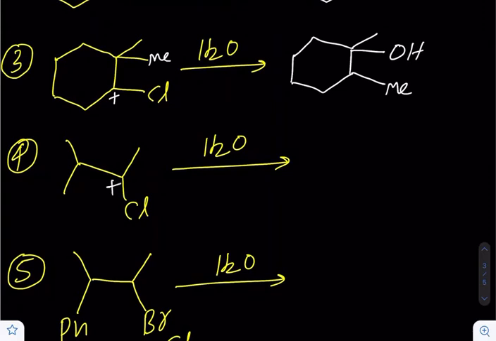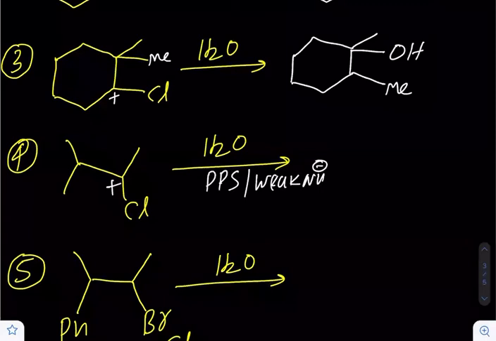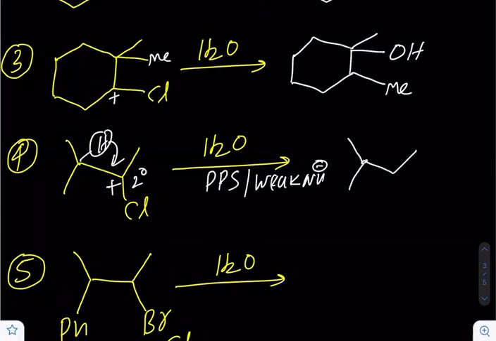An SN1 reaction always uses a polar protic solvent and a weak nucleophile. So here water is the nucleophile as well as the solvent. That's why the SN1 reaction is called a solvolysis reaction. In this case also, we have a secondary carbocation after rearrangement. After a 1,2 hydride shift, we will have this type of carbocation, and this is the product.